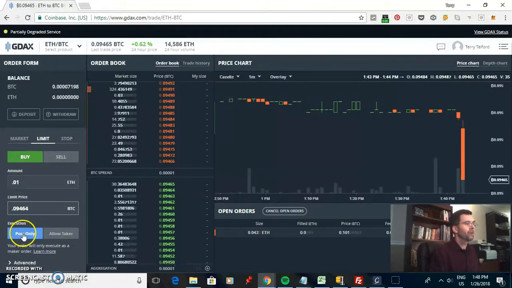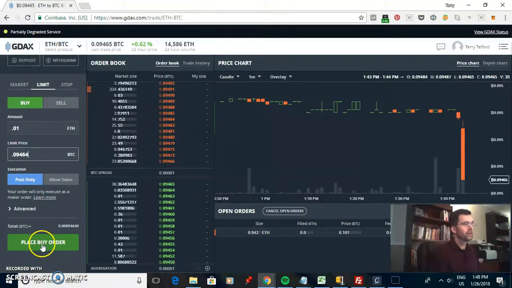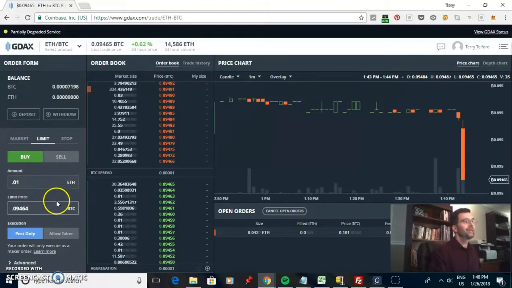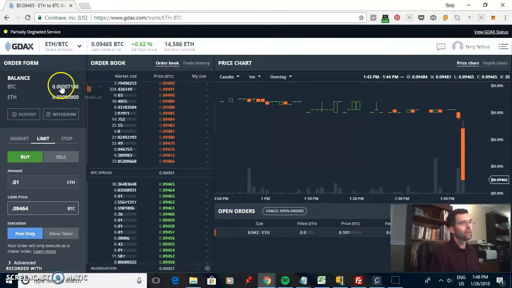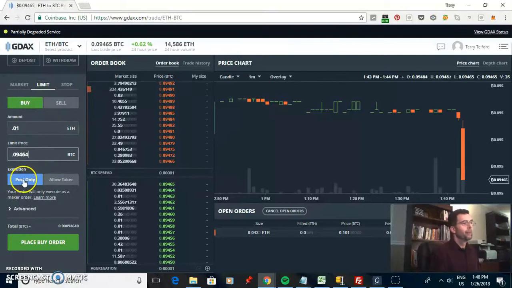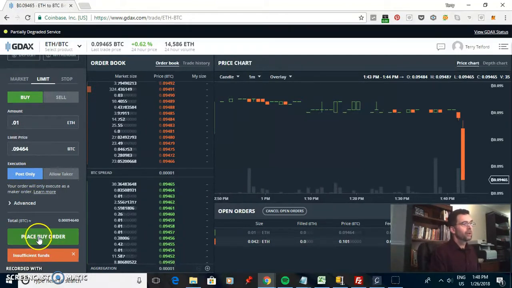So I'm going to put a price of 0.09464, because then as soon as I click the place buy order button, it'll be put into effect, and most likely the market's going to blip down just enough to catch that order. Now, a slight issue with this order is it will not actually be placed because I don't have enough Bitcoin in this account to place the order. But when you go through it, click on the post only button, make sure that's in, and then you press the place order button. What comes up here obviously is the insufficient funds button, because there's not enough funds in the account.